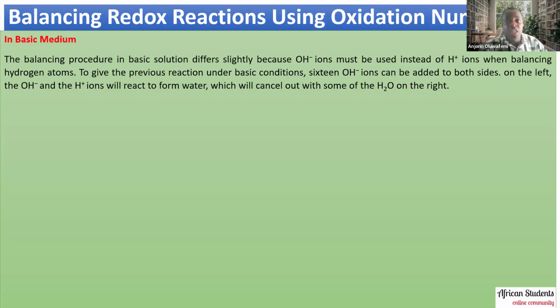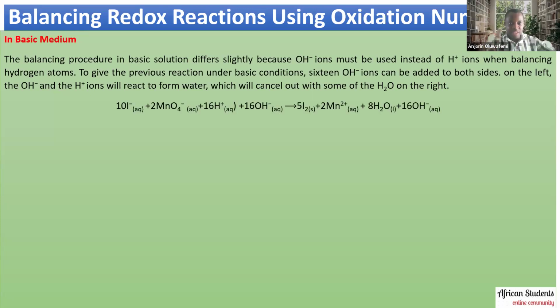What we just did is balancing in acidic medium. Now, looking at it in basic medium, the balancing procedure in basic solution differs slightly because OH minus, that's hydroxide ion, must be used instead of hydrogen ion when balancing hydrogen atoms. To give the previous reaction under basic conditions, 16 hydroxide ions can be added to both sides. On the left, the hydroxide and the hydrogen ion will react to form water, which we cancel out with some of the water on the right.